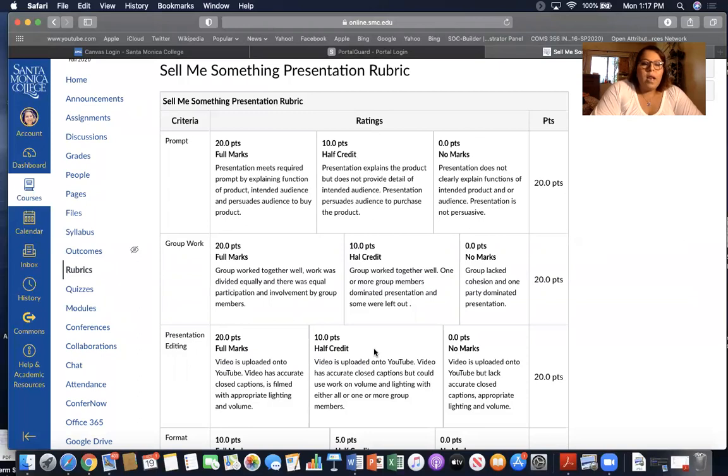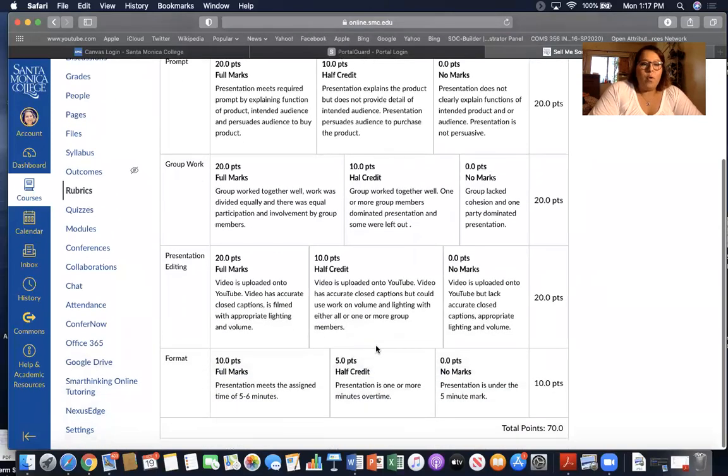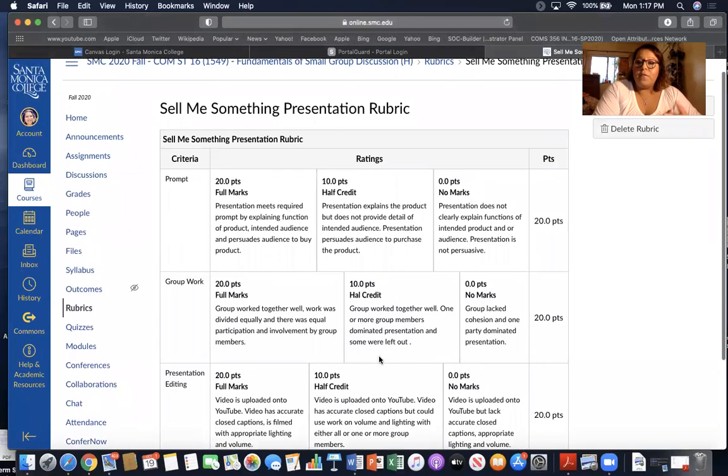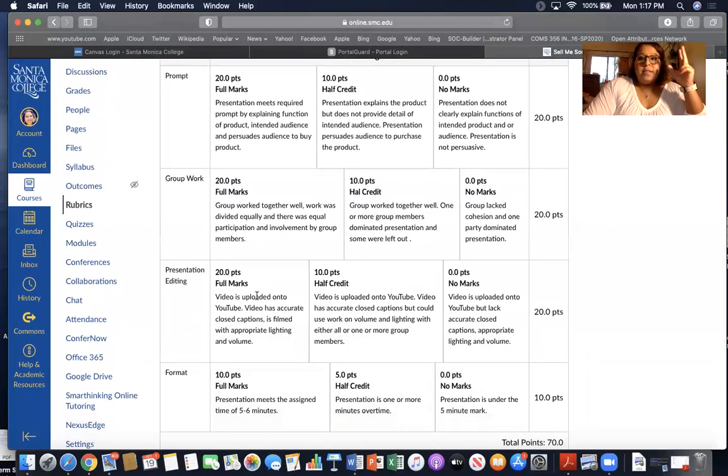So I'm going to be looking at 4 different areas for your presentation. The first area is the prompt. Basically, that's worth 20 points. It's looking at you describing the product to us, how the product works, telling us who the audience is, and I'm going to be looking at the persuasive techniques that you and your group use to sell us the product.